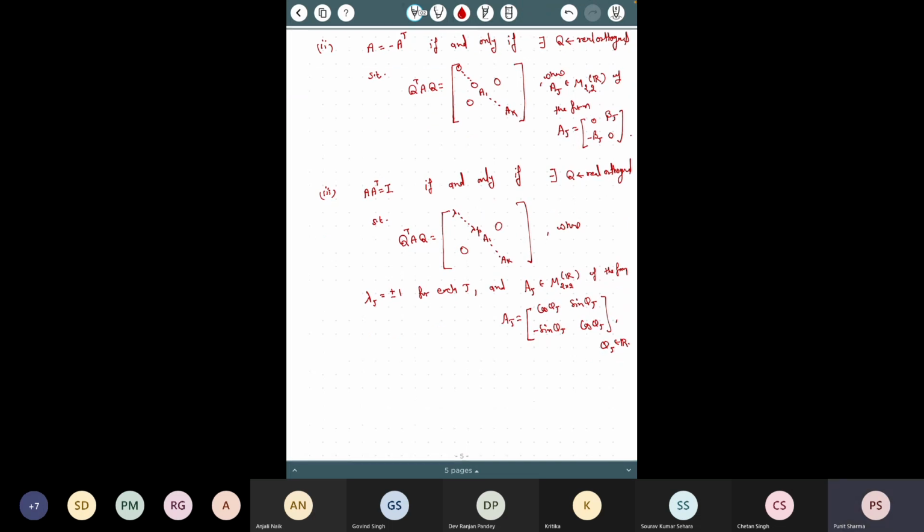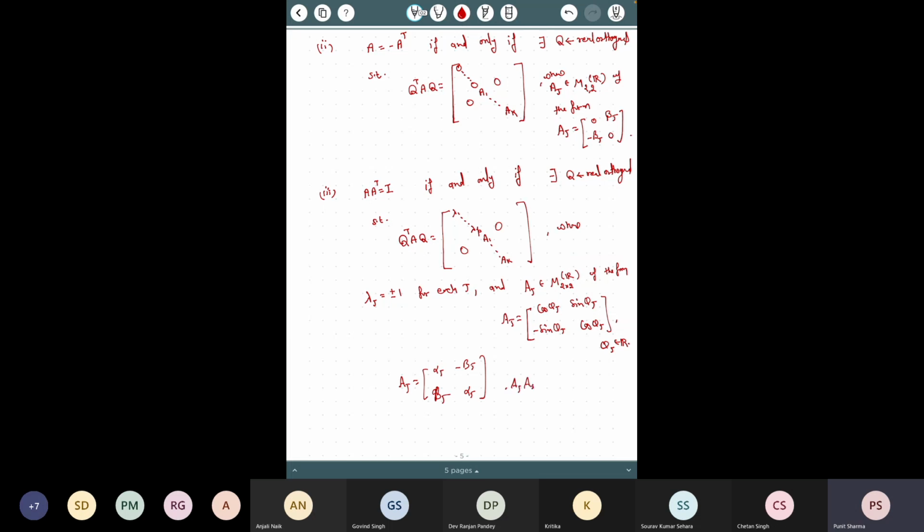This is not difficult to see why this is true, because if A is orthogonal, that means A transpose A equals I, then all these blocks also satisfy the same thing. That means A_j transpose A_j is equal to the 2 cross 2 identity. We know that these A_j are of this form, alpha j, minus beta j, and beta j, alpha j. In general, they are of this form.